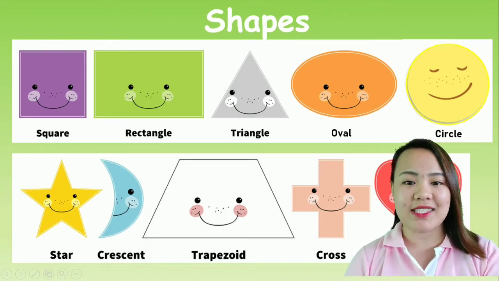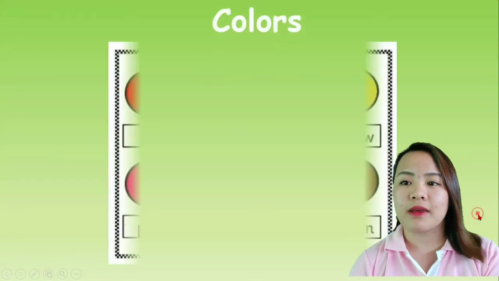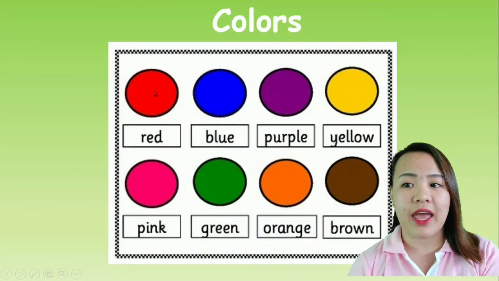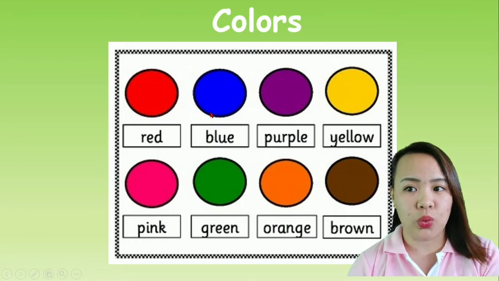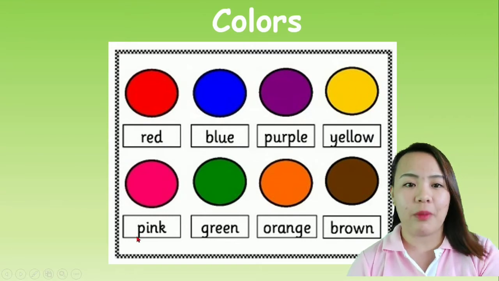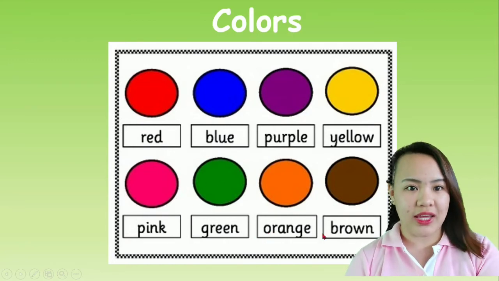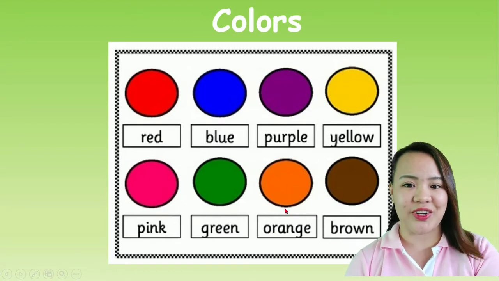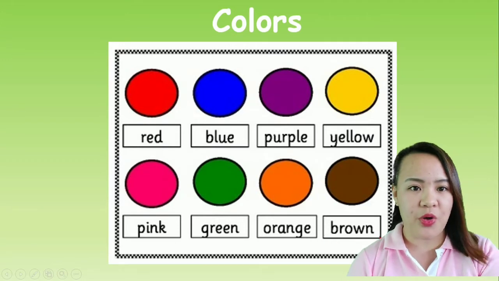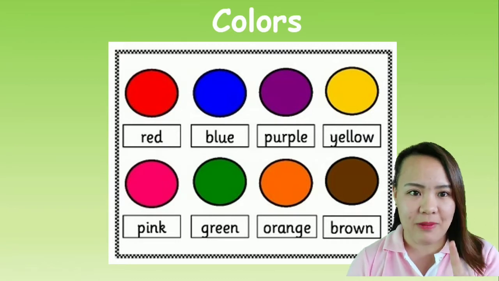Very good. Next, let's move on to colors. Let's take a look at your colors. We have here red, blue, purple. We have yellow. We have pink. We have green. And we have orange. We have the last one, brown. Very good. So those are your basic elements.